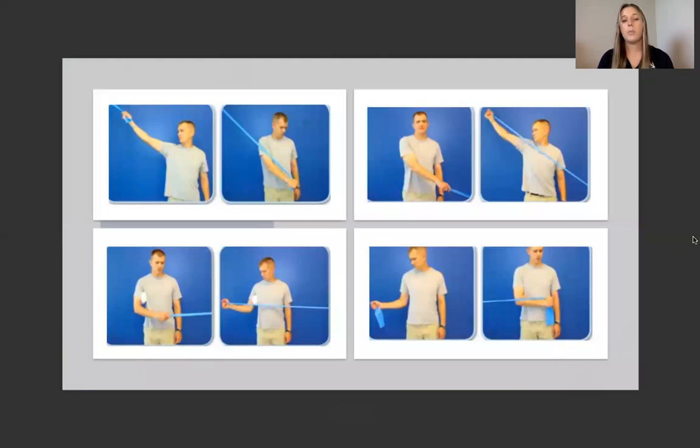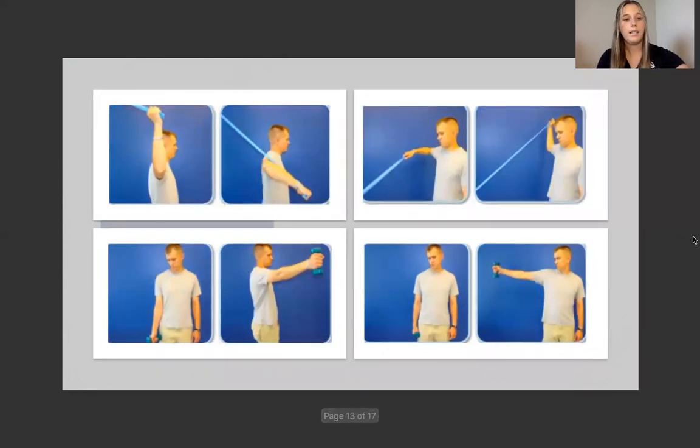For this program, there's more than 10 exercises. It's more like 10 groups of exercises. The top left is diagonal extension, top right is diagonal flexion, bottom left is external rotation, bottom right is internal rotation, and those are all used with bands. The next set is internal rotation at 90 degrees, external rotation at 90 degrees, scaption, so that's the full can exercise I told you about earlier, and abduction to 90 degrees.